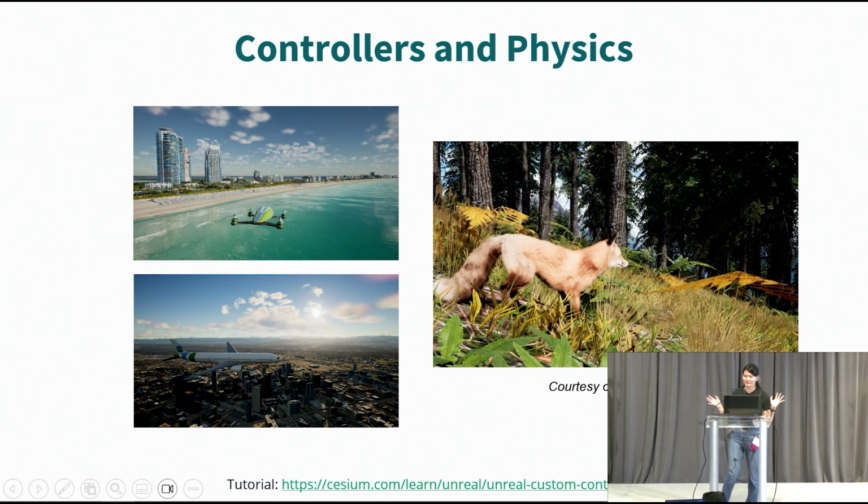One of my favorite examples of Cesium for Unreal with unique controllers is this user story by Fluid Planet, and they actually designed a kind of a game for kids that lets you play as different animals and explore different biomes. So you can play as a bird and fly over Cesium world terrain, or as a fox exploring this forest. So you can get really creative with these.